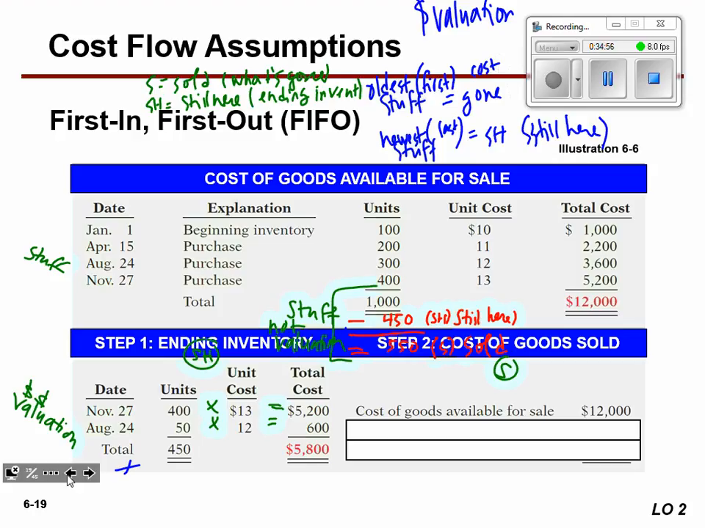I'm going to put this one on the back burner. We're going to keep going. We're going to go to the S side of things. Finally, we're going to figure out what's sold, what's gone. First in, first out tells me that the oldest stuff, the first things, hence the name first in, the first values are what are gone.